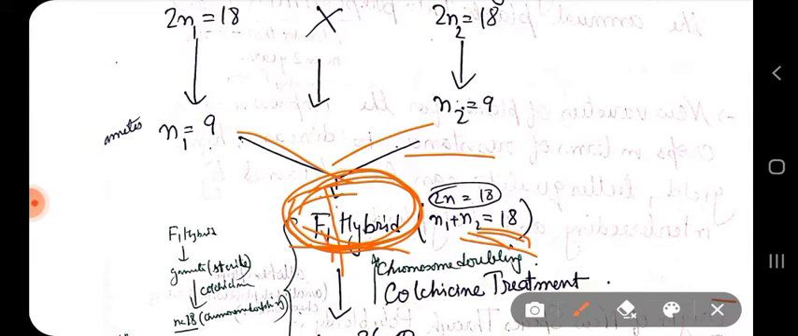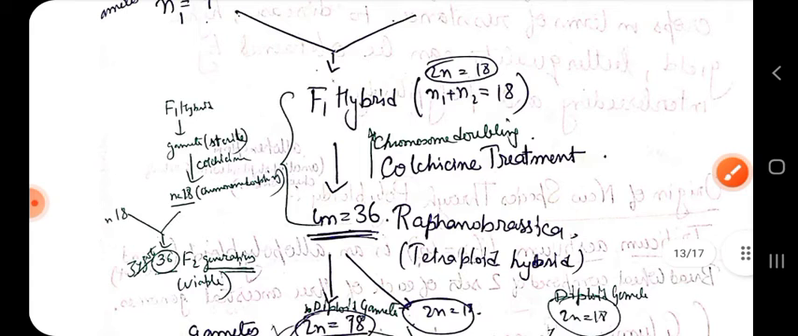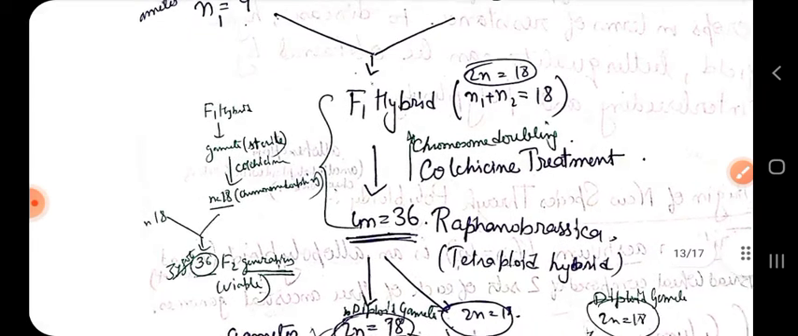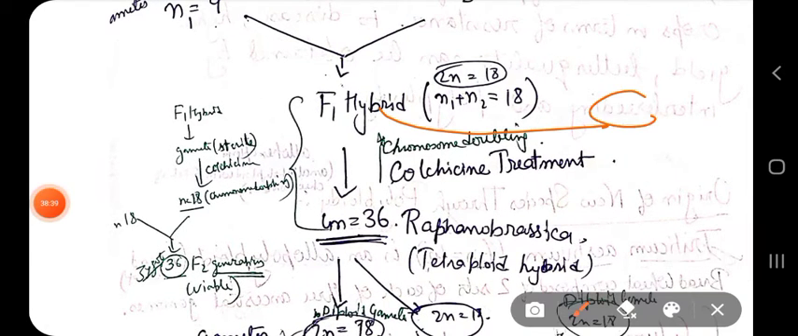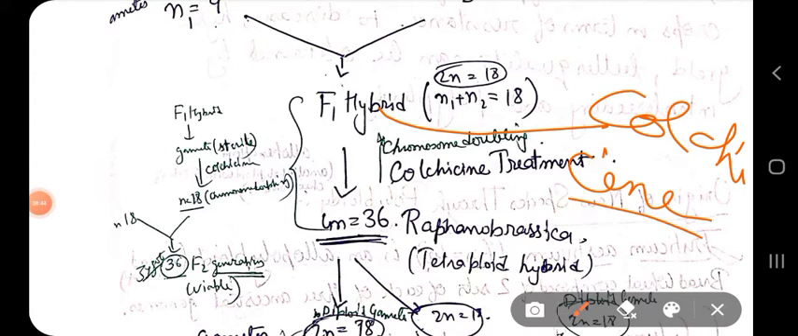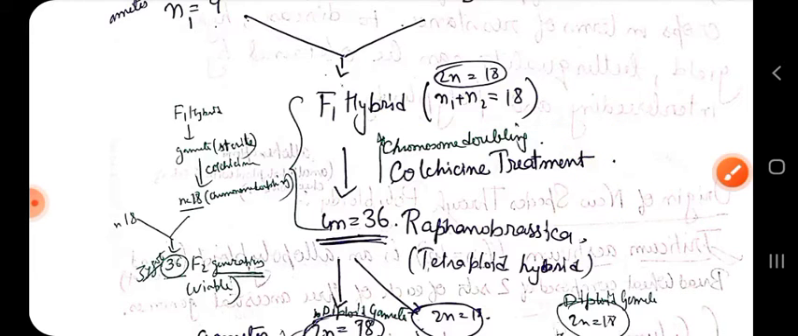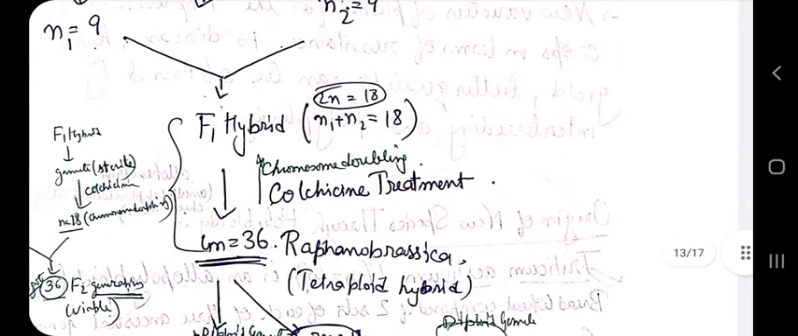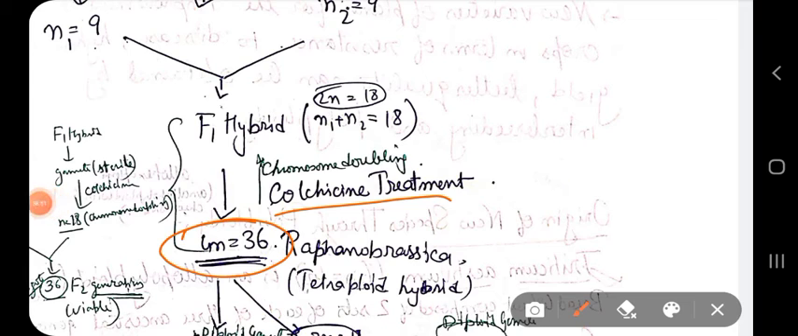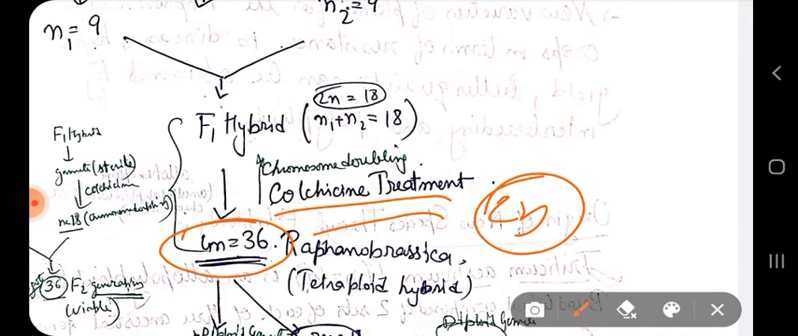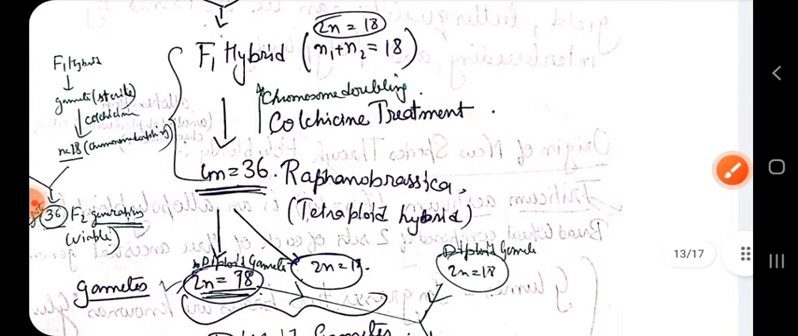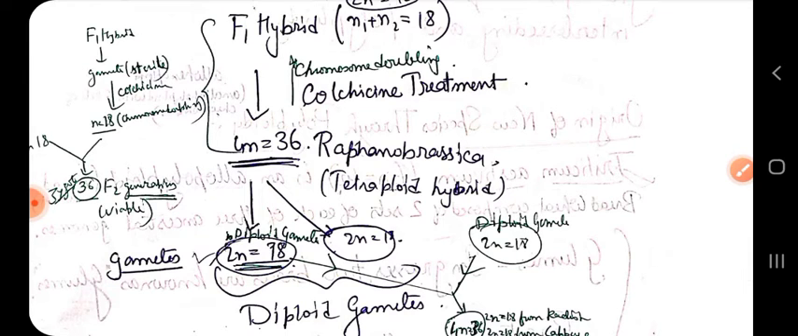Further, we can go for another process: we can treat them with colchicine. It has already been written: colchicine treatment to produce a somatic chromosome number of 36. So their gametes will be 2n, 18, and thus we prepare a new species called Raphanobrassica, which is a tetraploid hybrid.